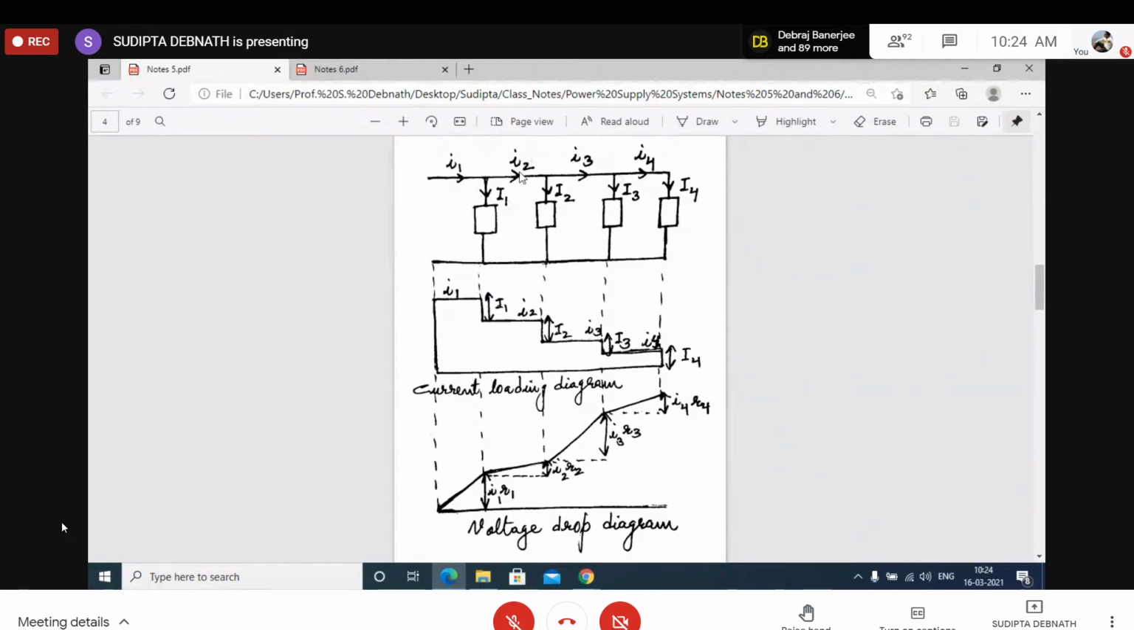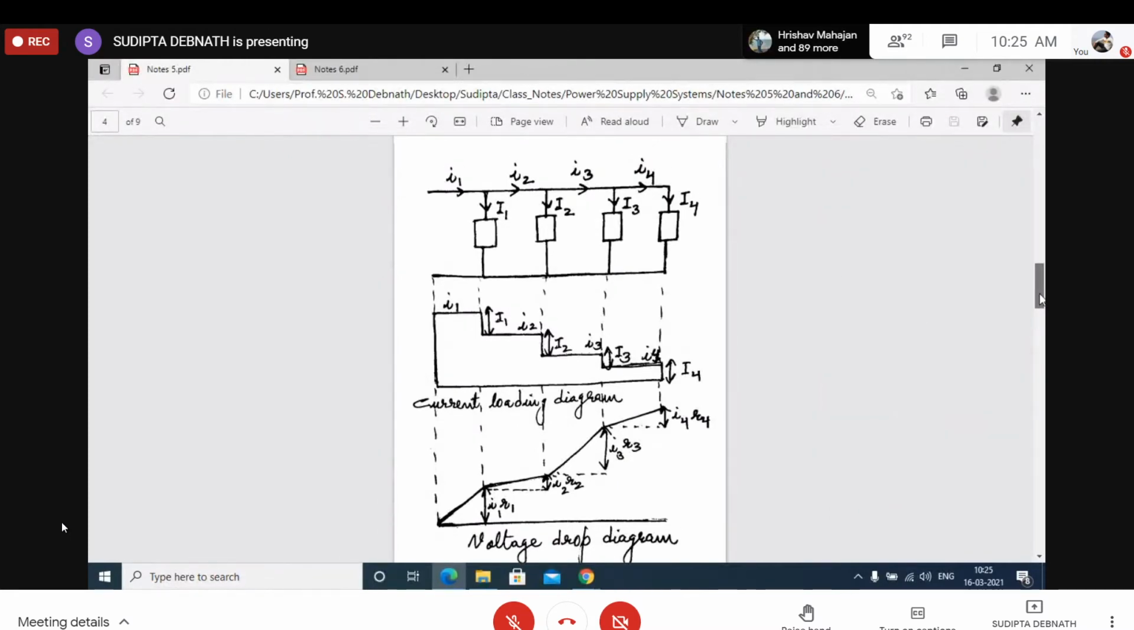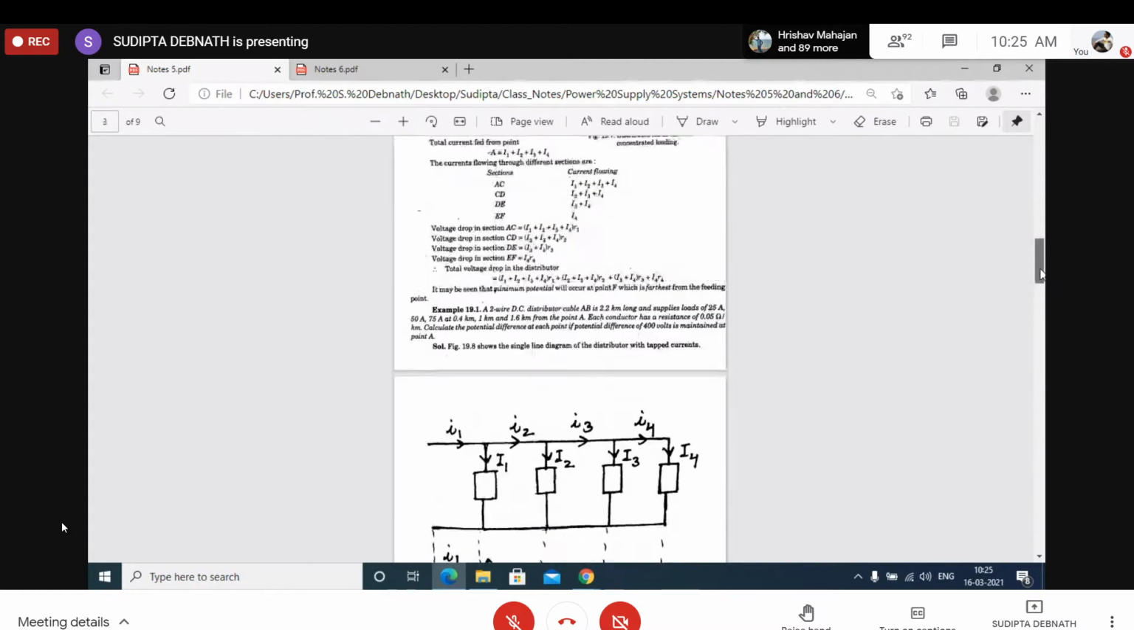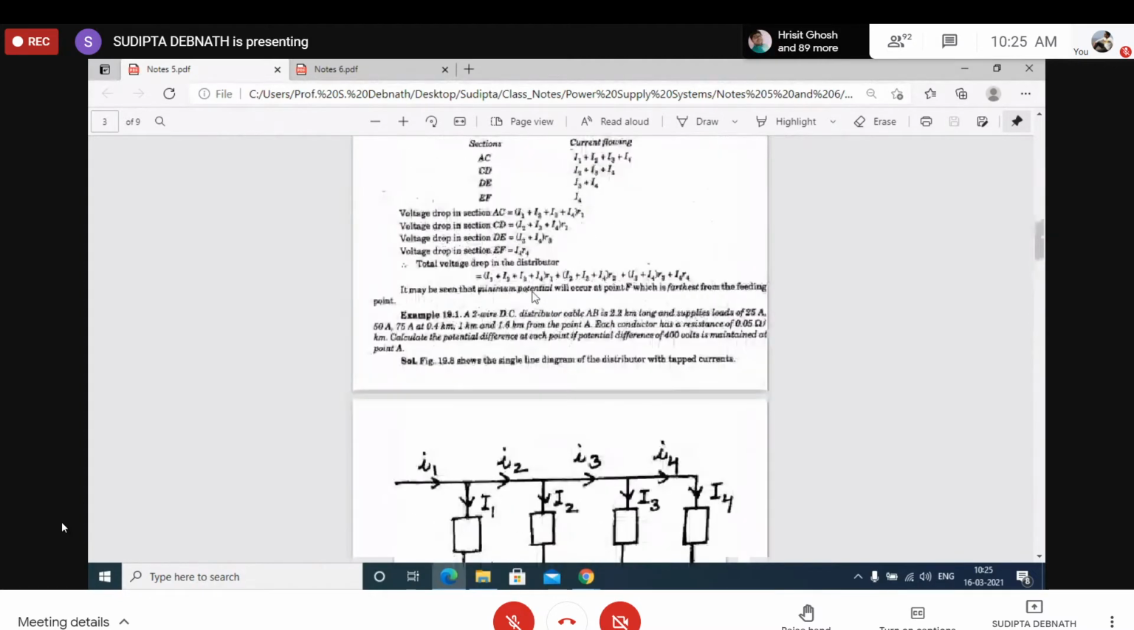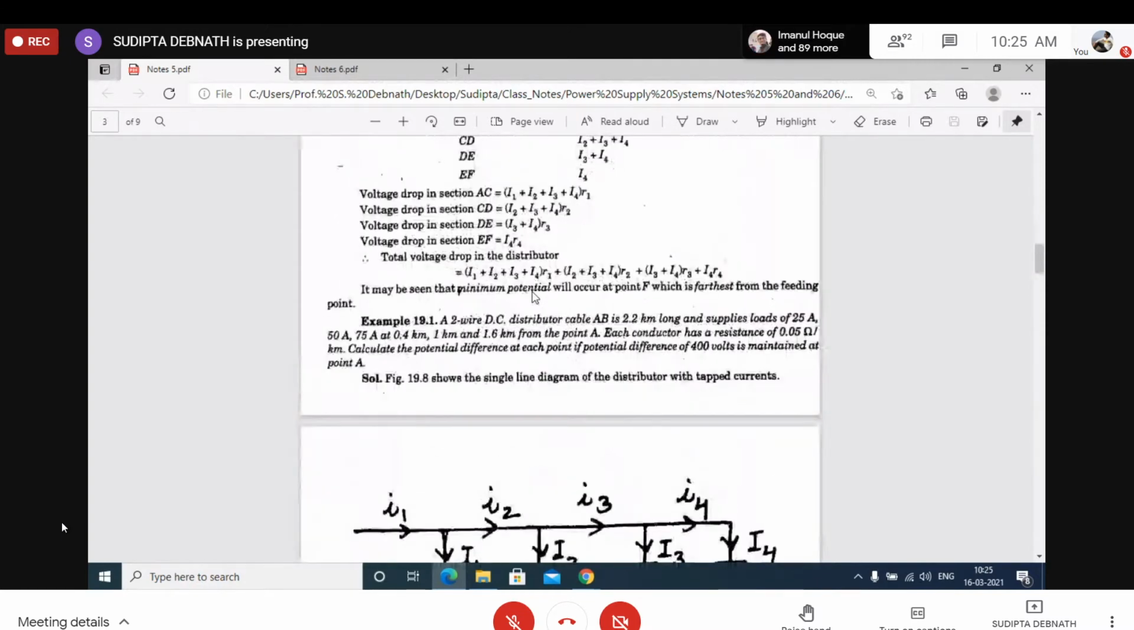Sometimes you may be given the values of I1, R1, everything, and you may be asked to draw. So in that case, you have to use your scale and draw these diagrams. You have to measure what is I1 and draw it to scale. Now let us go to the problems.